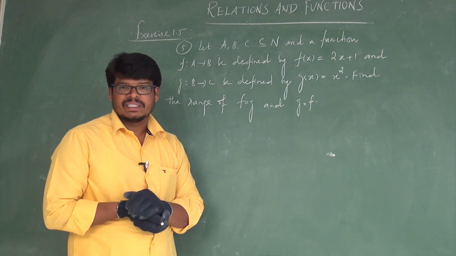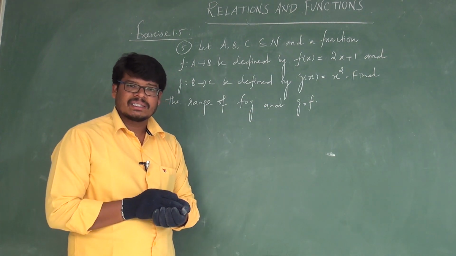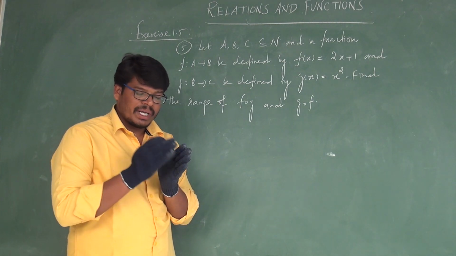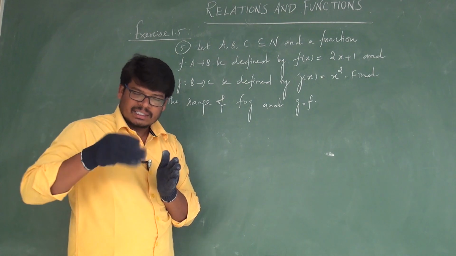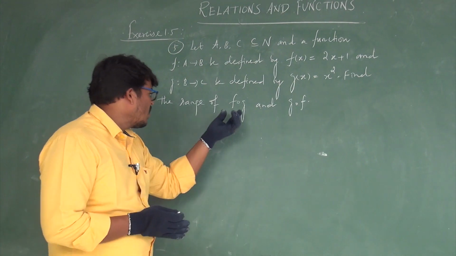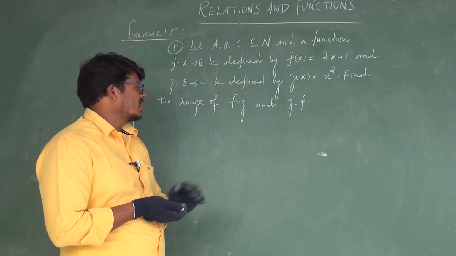Now find the range. Already you know the domain and codomain. The range is a subset of the codomain. First, now find f∘g.